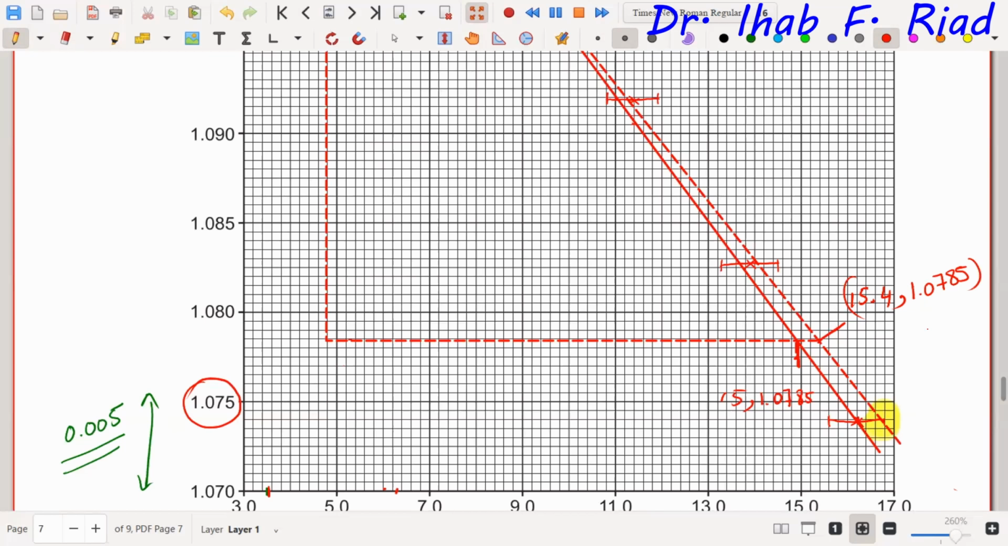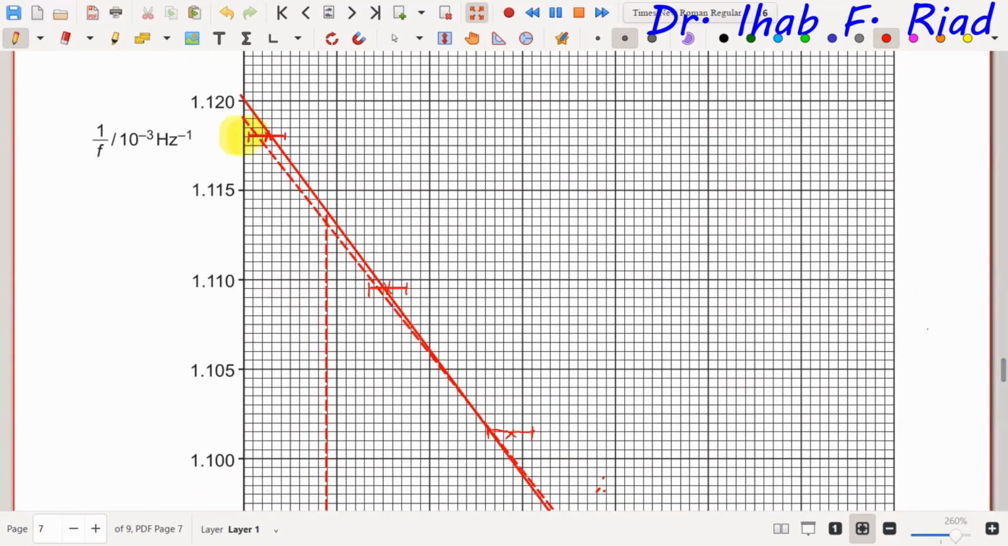What is the x-axis? 6.9. No, this one, Dean. 4.9. 4.8. Remember, each small square is 0.2. What is the y-axis? 1.0785. So it is making life easier, right?